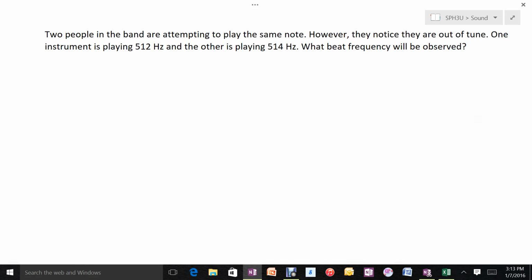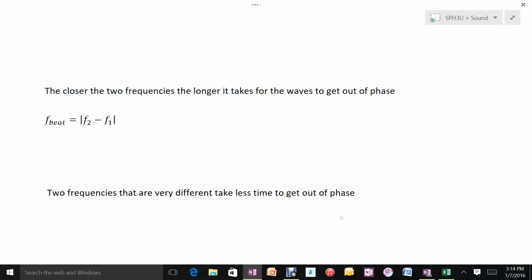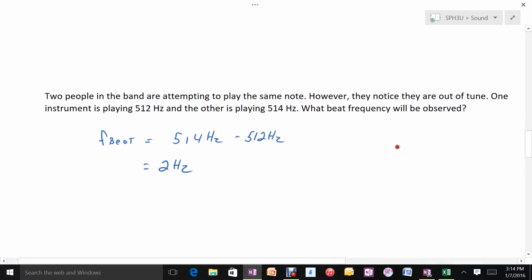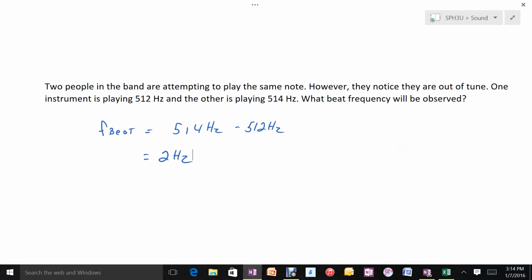So simply, if we imagined two people in a band playing instruments that were slightly out of tune, 512 hertz and 514 hertz, the beat frequency that would be observed would be 514 hertz minus 512 hertz, or the difference of 2 hertz. It doesn't matter if you consider the f1 to be the initial source to be the 514 or the 512. If we go back to the formula here, we see the absolute value signs that say the beat frequency is the positive difference between the two numbers, regardless of which number is considered first.